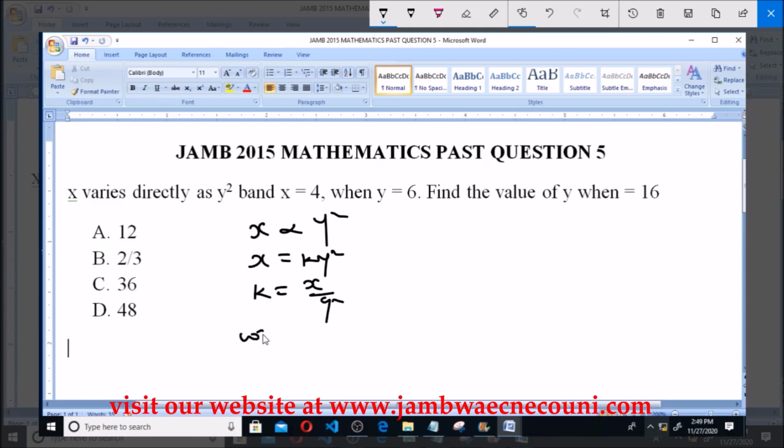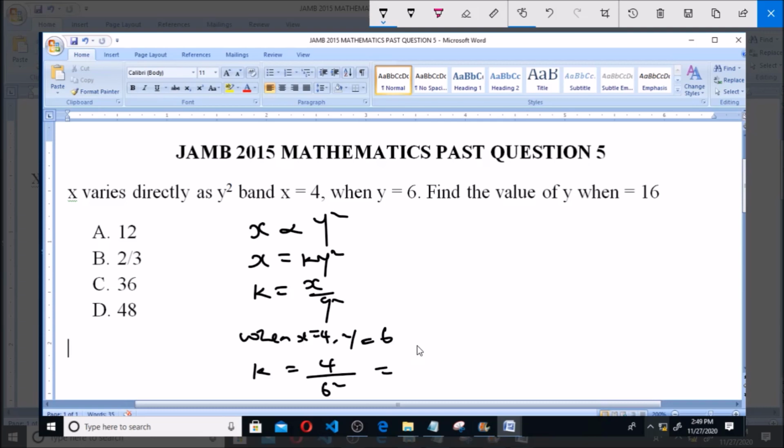Now, when x equals 4, y equals 6, so we have that k is equal to 4 all over 6 square, and that is equal to 4 all over 36, which is equal to 1 all over 9. So that means that x is equal to 1 all over 9 multiplied by y square. That means x is equal to y square all over 9.